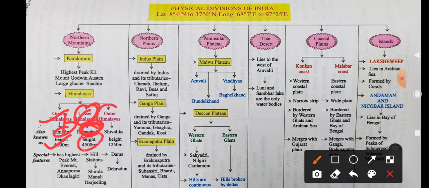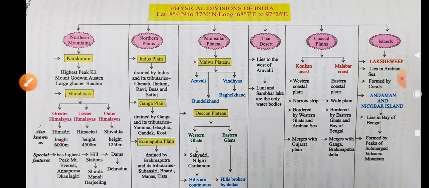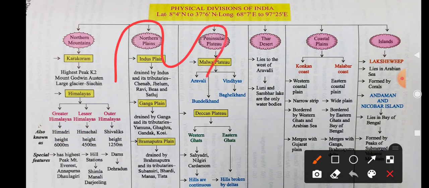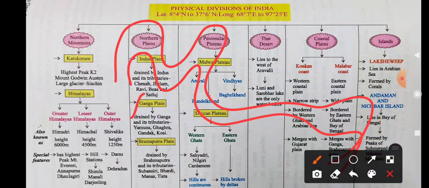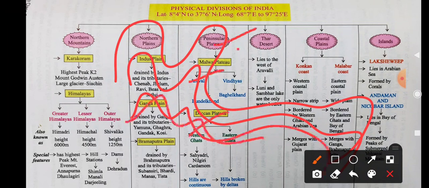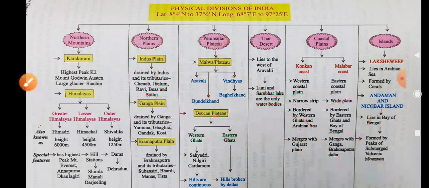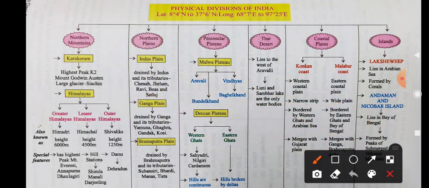And the last one is the Outer Himalaya. Just remember, this is the first mountain range, this is the second, and this is the third. It is called outer because it is on the outer side from the inner one. I hope it is clear. And their height is 1,250 meters.